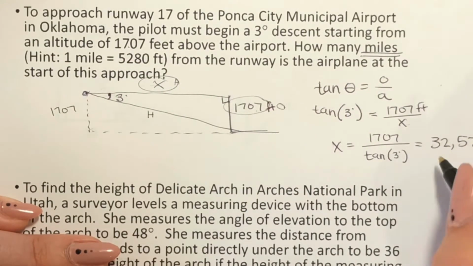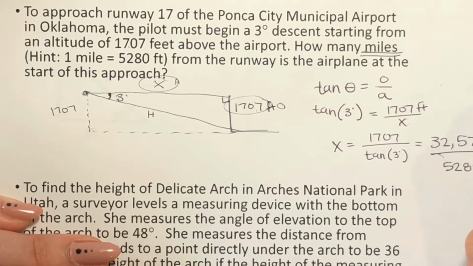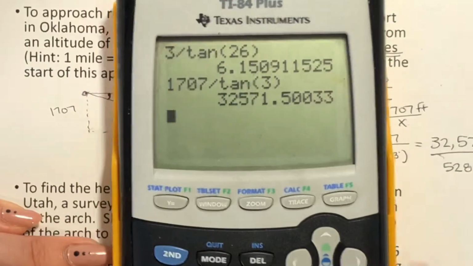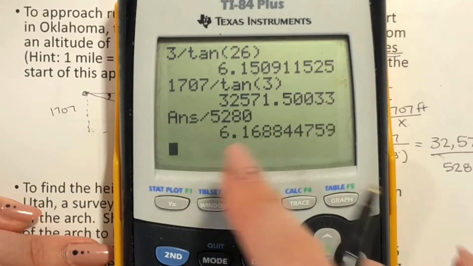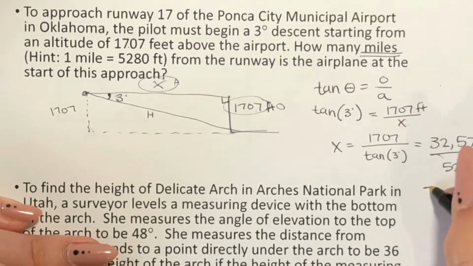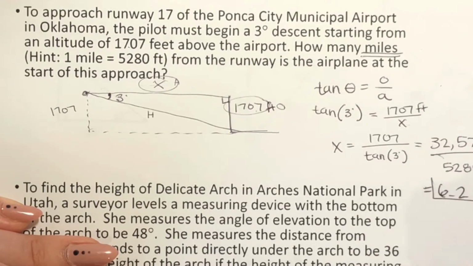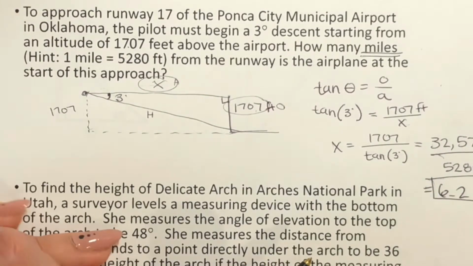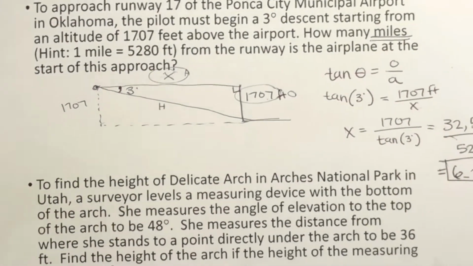So to convert this into miles, we need to divide it by that 5,280, and that'll tell us how many miles it is. So if I just divide that by 5,280, we get about 6.2 miles. We'll just round to 1 decimal again. So 6.2 miles from that runway is when that airplane needs to start descending in order to hit the runway on time. So kind of an important thing to know, right?